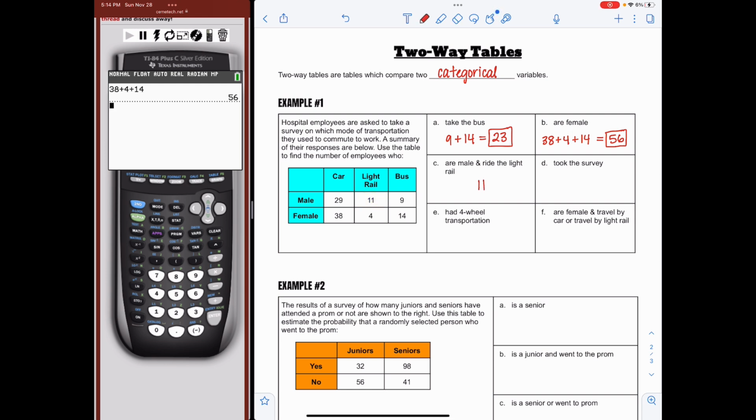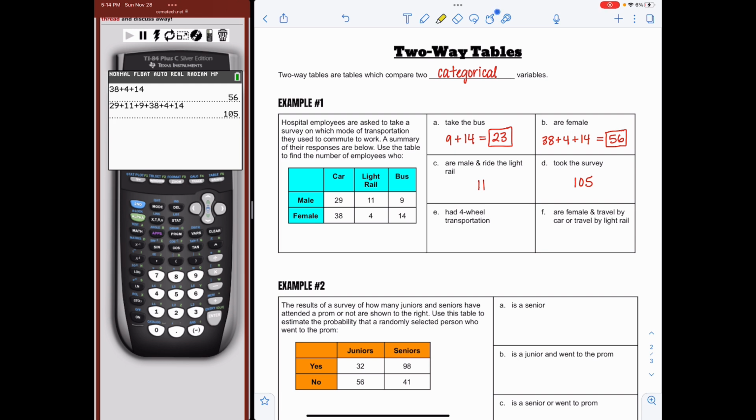Part D says we want to figure out the number of employees who took the survey. So that means I need to add up all the numbers in the table in the different categories. When I add up all of my numbers, I end up getting 105 people who took the survey.